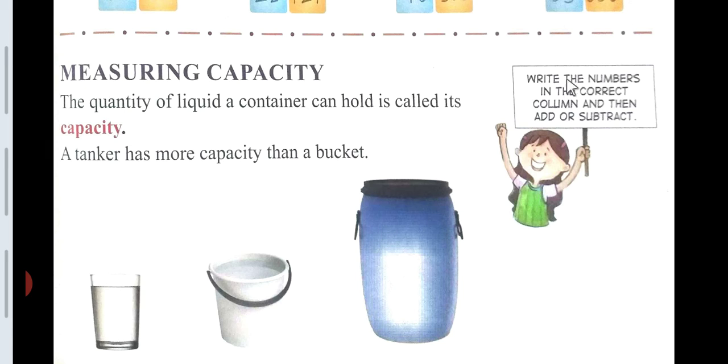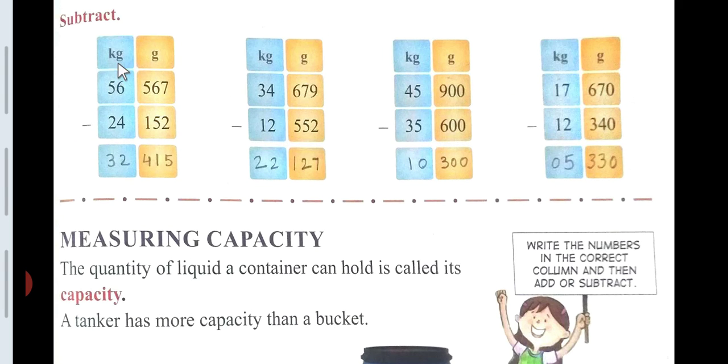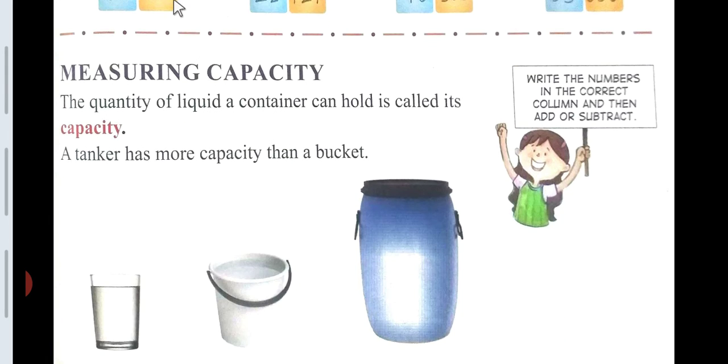So please see, children, write the numbers in the correct column and then add or subtract. As I have told you, write the numbers in the correct columns and then add or subtract. In addition, I have told you about kg and grams. Don't make mistakes while writing the numbers in the correct column in addition or subtraction. I hope you have understood.